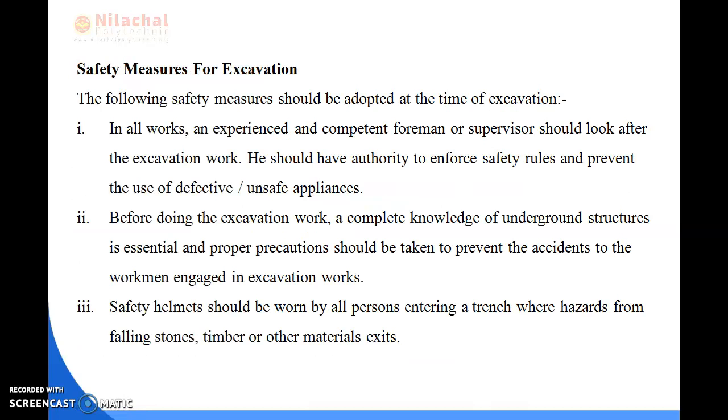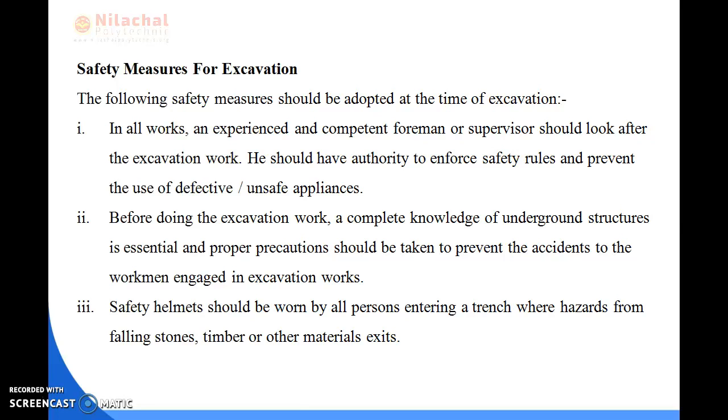Next is safety measures for the excavations. So first, in all the works, an experienced and competent foreman or supervisor should look after the excavation work. He should have authority to enforce the safety rules and prevent the use of defective or unsafe appliances.